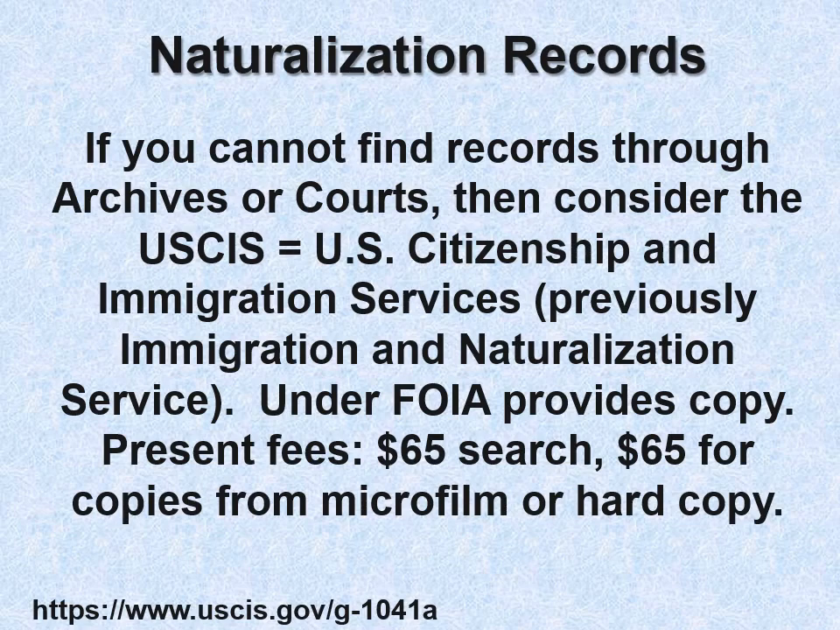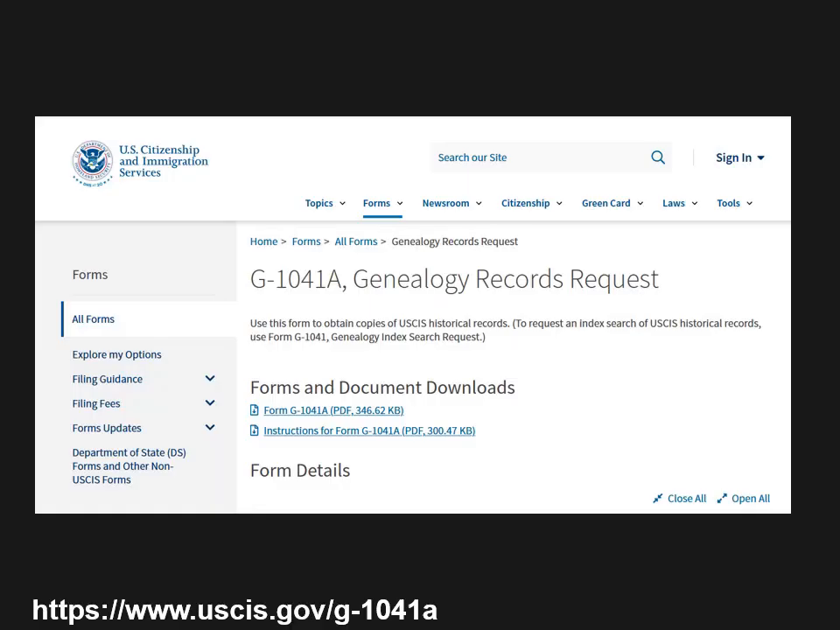But if you cannot find records through the archives or the courts, then consider the USCIS, the United States Citizenship and Immigration Services, previously known as the INS. Under the Freedom of Information Act, they should provide copies, but there are steep fees. The present fees are $65 for just a search, and if they find something, another $65 for copies from microfilm or hard copy. And here's what their website will look like when you get to that. The genealogy records request.